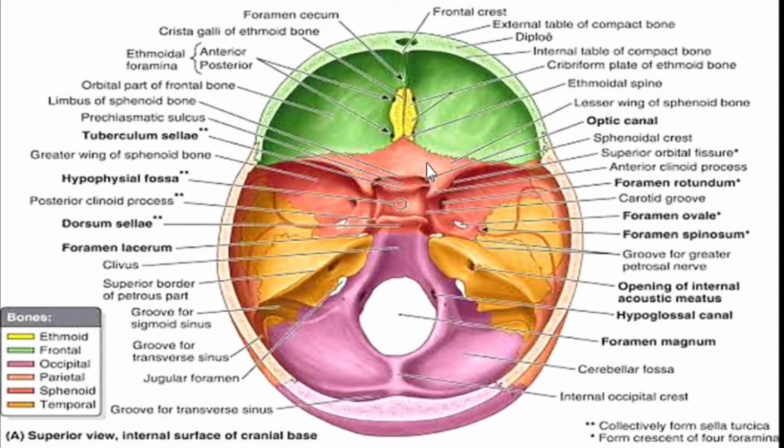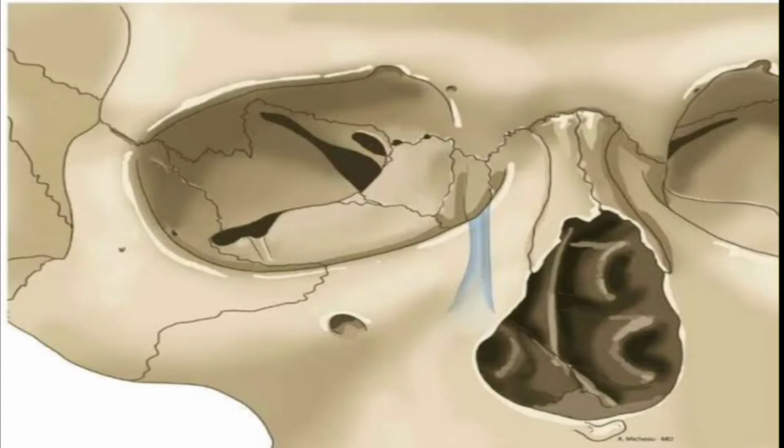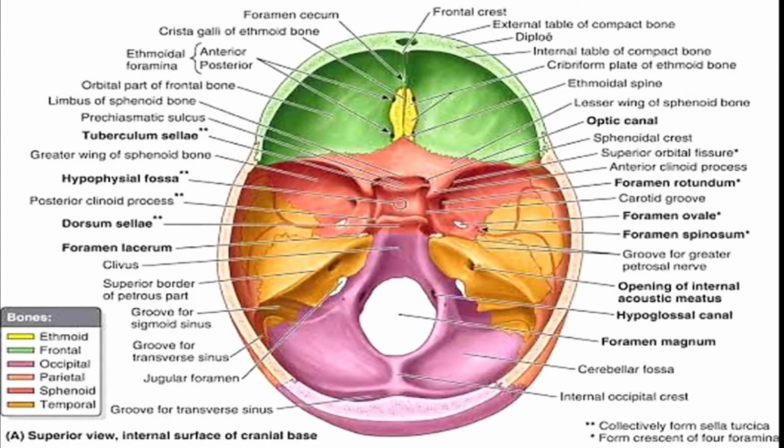The median part of the anterior cranial fossa is limited posteriorly by the groove for the optic chiasm. The orbital plates of the frontal bone form the lateral floor of the fossa, and the cribriform plate of the ethmoid forms the floor medially. In this diagram, you can see this is the ethmoid. The crista galli is the sharp upward projection of the ethmoid bone in the midline for the attachment of the falx cerebri. Here you can see this is the crista galli of the ethmoid bone.